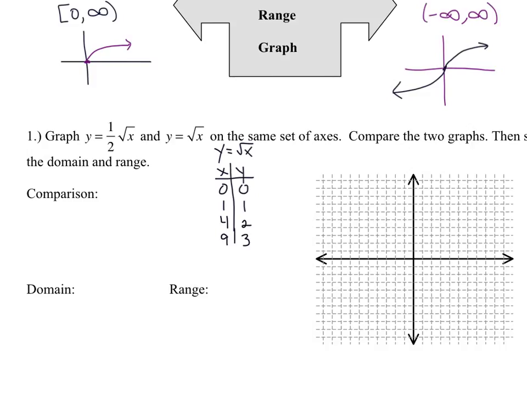I'm going to go ahead and graph that on this graph on the right. And I'm going to use the same color that I just used in my table so that it's color coded. So we have (0, 0), (1, 1), (4, 2), and (9, 3).